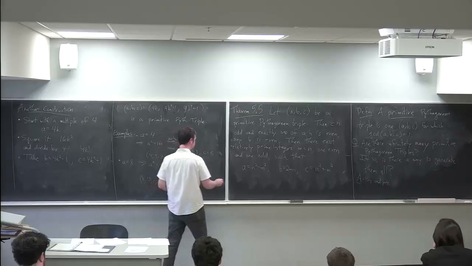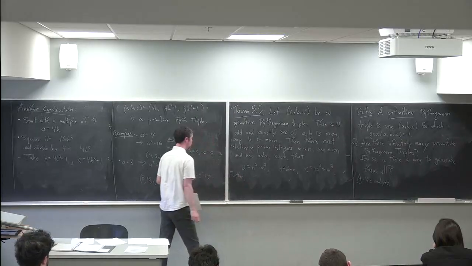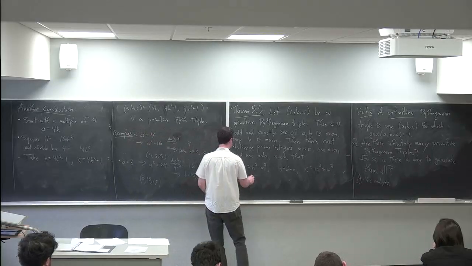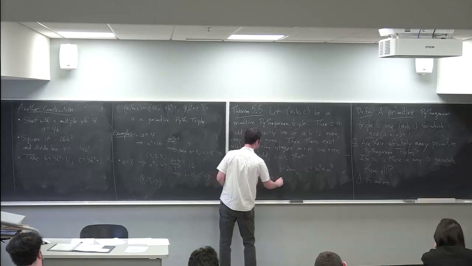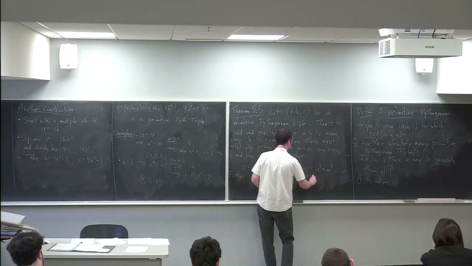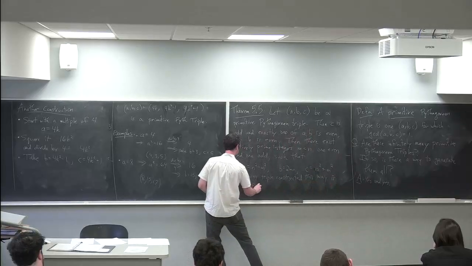Okay, let me just add the remark further. If you build a triple this way, it will be primitive. So further, any triple constructed this way is going to be a primitive Pythagorean triple.